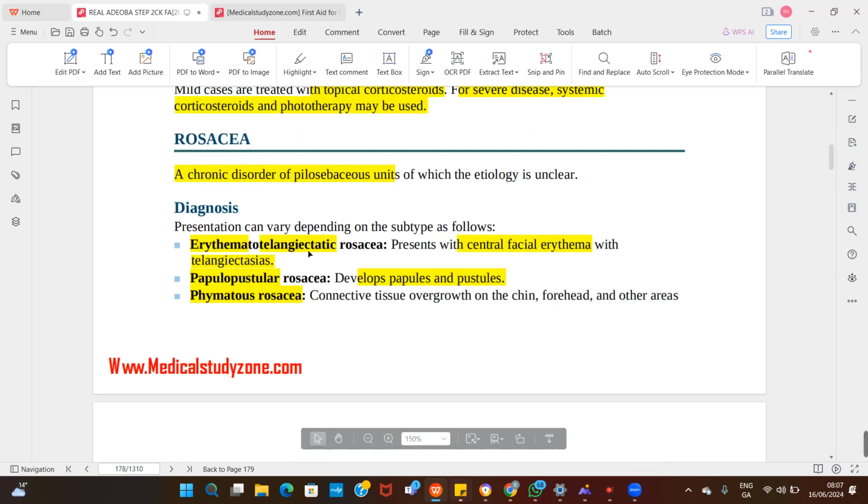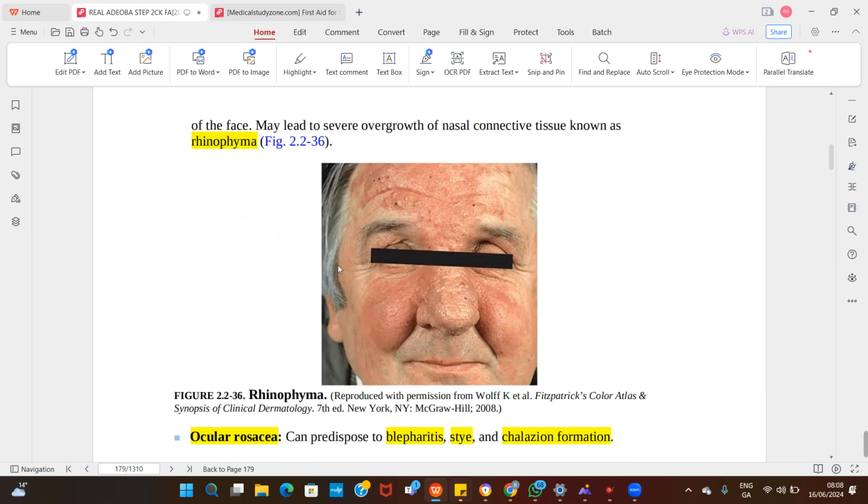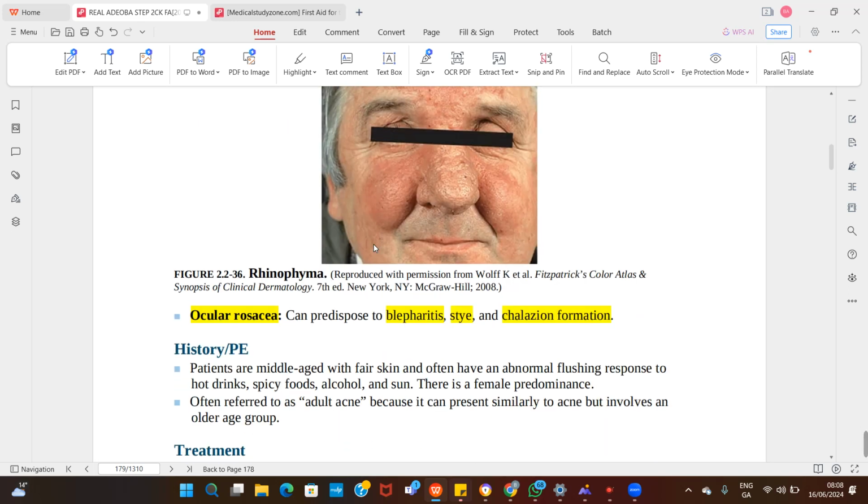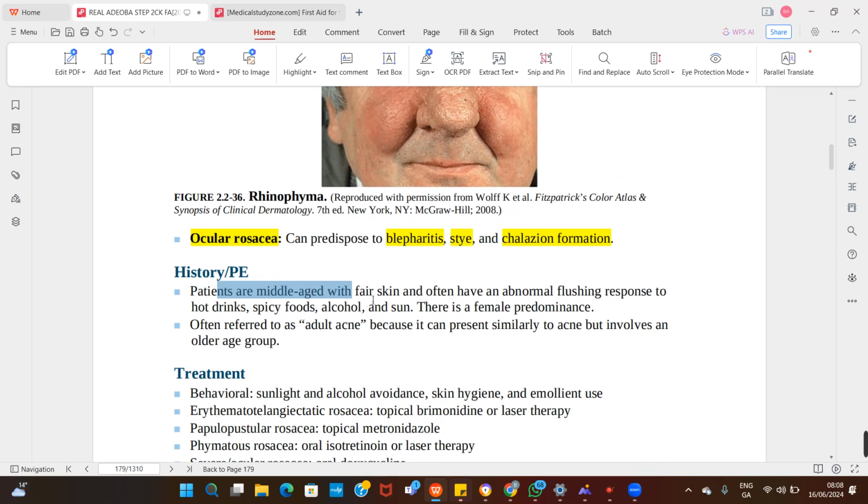So let's take it again. The erythematotelangiectatic, the redness, telangiectasia. The papulopustular, you are just seeing papules, you are seeing pustules. The phymatous, there is bulbous dilatation of the face, the nose especially, causing rhinophyma. Then the ocular, we are seeing eye redness, lid margin telangiectasia, stye, eye swellings, and the like. Think about ocular rosacea. So this is very common in people that are fair-skinned and they have abnormal flushing response to hot drinks, spicy food, alcohol, sun exposure, and there's a female predominance, right?